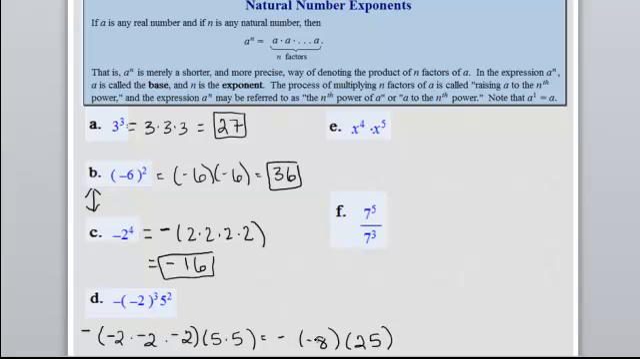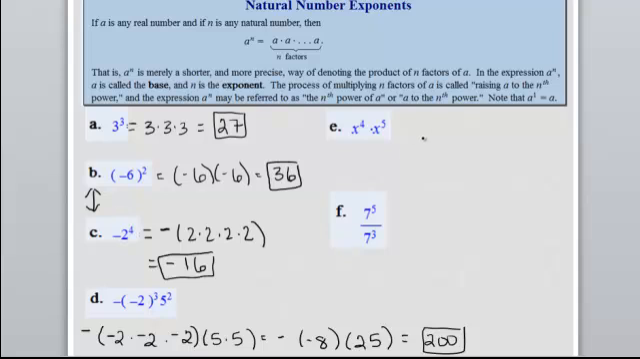Well, what's a negative times a negative? That would be a positive. So we're going to have a positive 8 times 25, which would give us a positive 200.